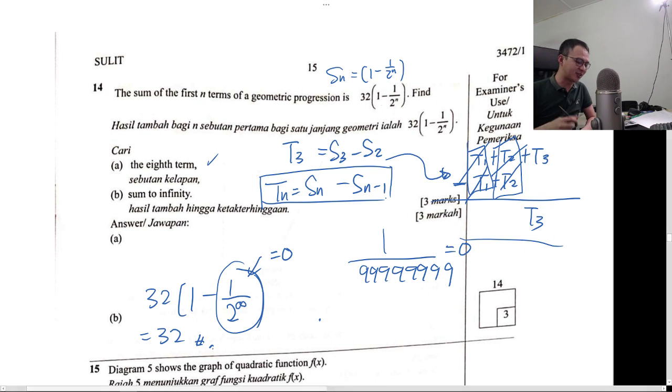Yes, there's a formula for sum of infinity, but for this question you cannot use the formula, because you don't have a and you don't have r. So there's no way you can use the formula.